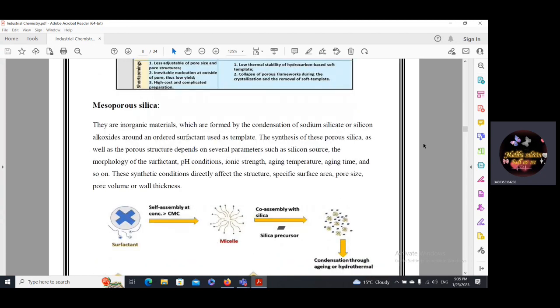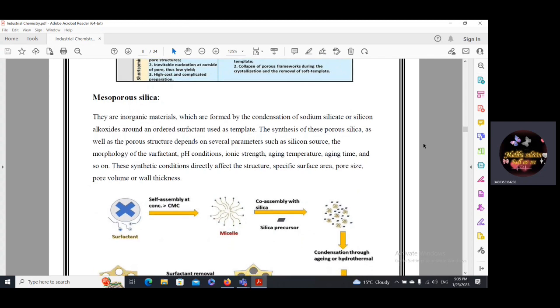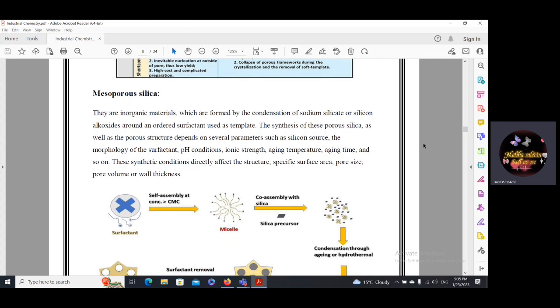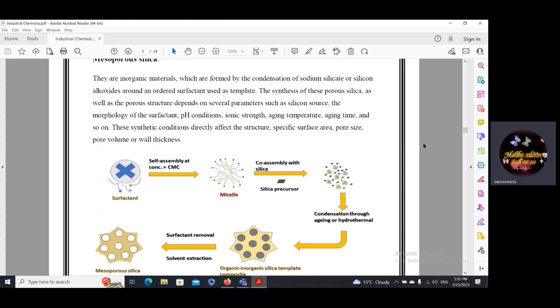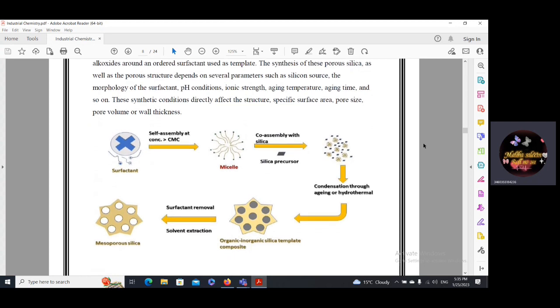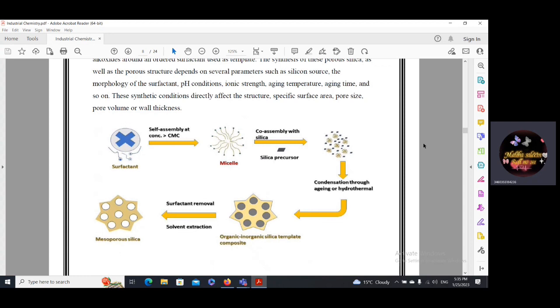What is mesoporous silica? They are inorganic materials which are formed by the condensation of sodium silicate or silicon alkoxides around ordered surfactants used as template. The synthesis of these porous silicas as well as the porous structure depends on several parameters such as silicon source, the morphology of the surfactant, pH condition, ionic strength, aging temperature, etching time, and so on. These synthetic conditions directly affect the structure, surface area, pore size, pore volume, and wall thickness.